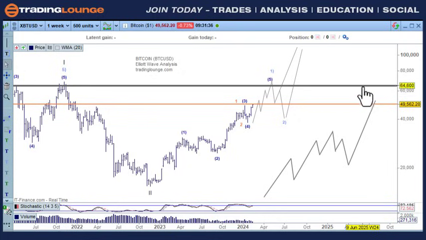I've got that at 65. That's a trading levels thing. And so we could have wave 5 shorter and then a pullback at that point. That's one way to look at it. The other way to look at it is not to look at this as wave 3 here, but to look at it as wave 1 and 2.